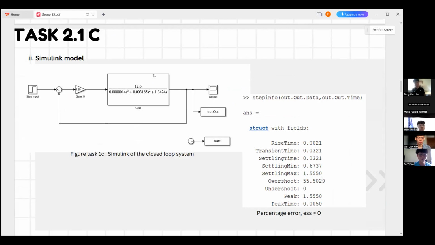And next, we will use the Simulink model to do again the system performance analysis, and we found that the settling time is 0.0321 second, and the overshoot is 5.5%, and the peak time is 0.005, and the steady state error is 0.